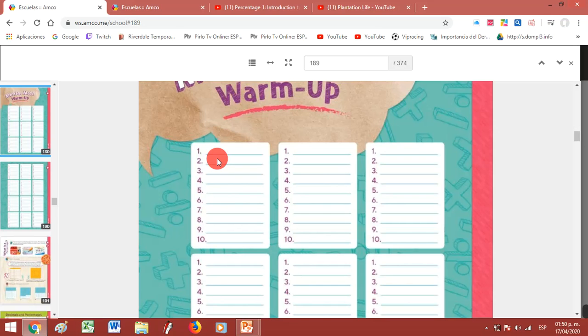And the last one, number 5. 65 times 2 minus 20 equal. 65 times 2 minus 20 equal.